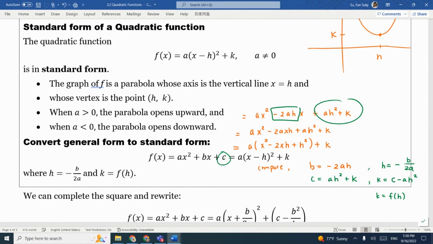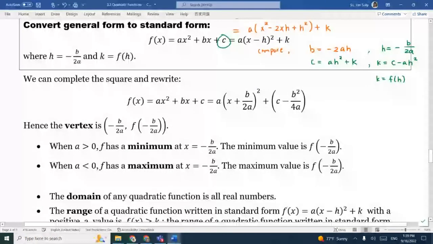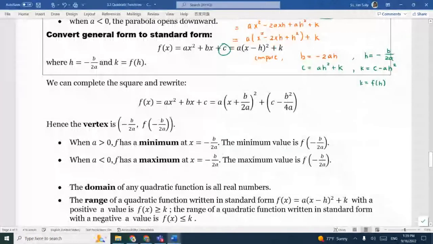So from now on, because I have shown you why we get these formulas, you don't need to do the proof. You just use the formula. So this is how we convert from the general form to the standard form. Is that clear, everybody? Any questions so far? Oh, good. Okay. All right, let's do it.